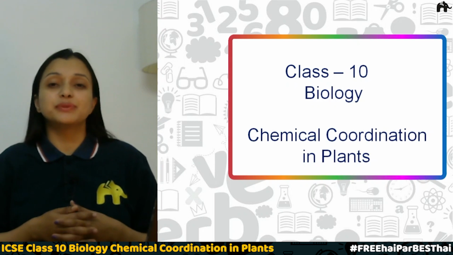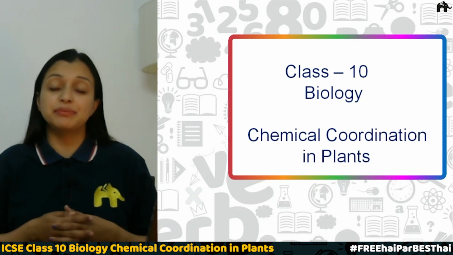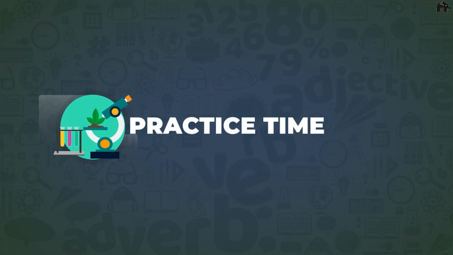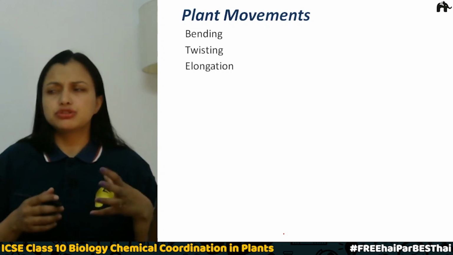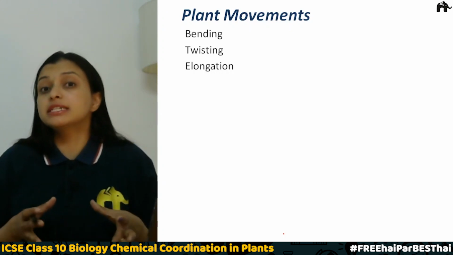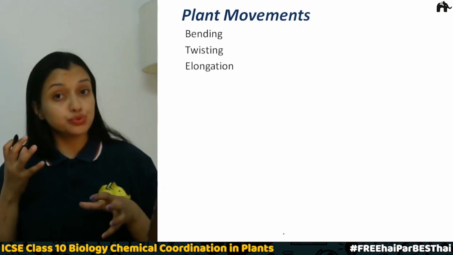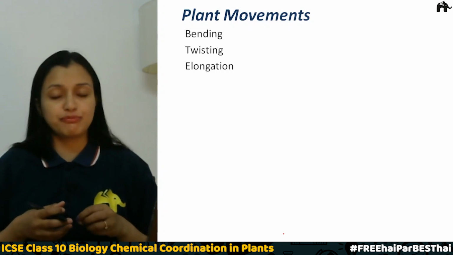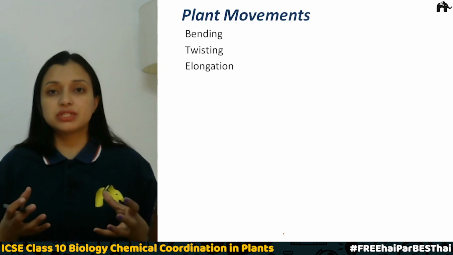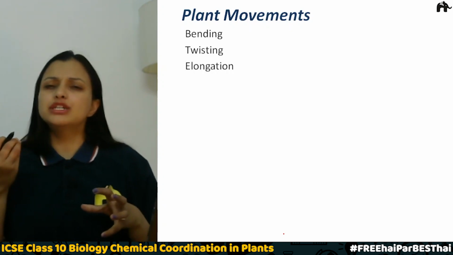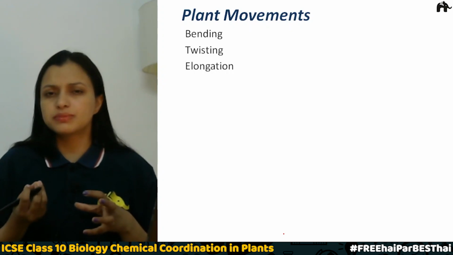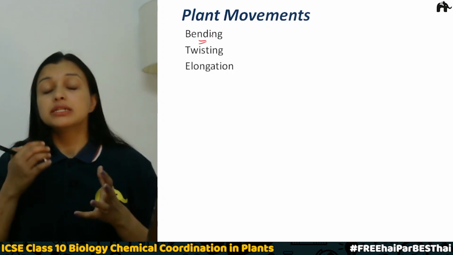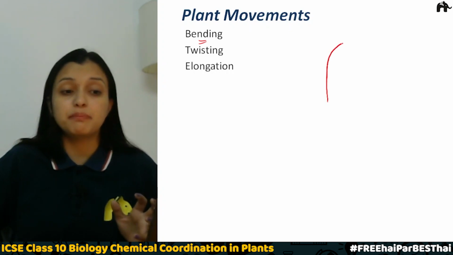So students, we are here with our next chapter of class 10 biology, that is chemical coordination in plants. So starting with the plant movement. Talking about animals first, you must have seen animals moving from one place to another. They do show movements, but they also locomote. They change their places. But that is not true in case of plants, because plants cannot change their position. They remain at a place, but they show slight movements that we can observe very clearly. Like we can see a plant bend, right?